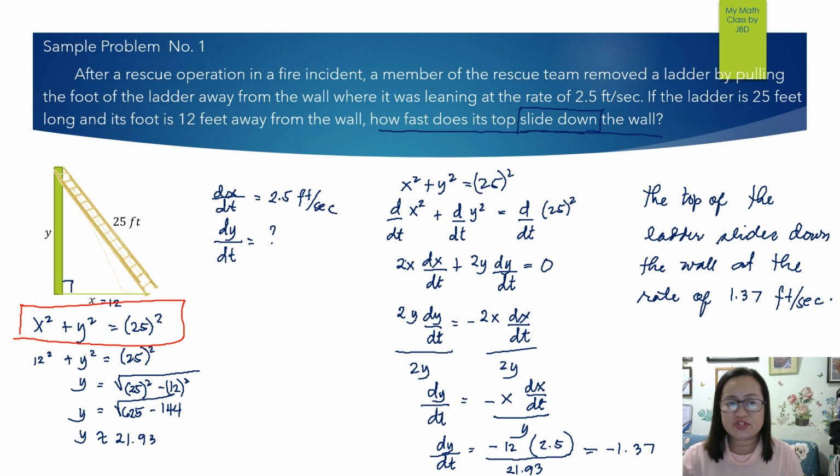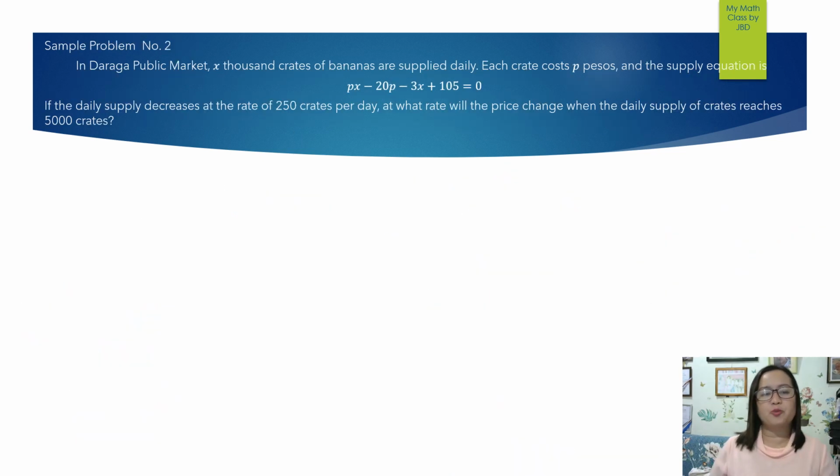Now let's have the second example. Consider sample problem number 2. In the public market, x thousand crates of bananas are supplied daily. Each crate costs P pesos, and the supply equation is Px minus 20P minus 3x plus 105 equals 0. If the daily supply decreases at the rate of 250 crates per day, at what rate will the price change when the daily supply of crates reaches 5,000 crates?